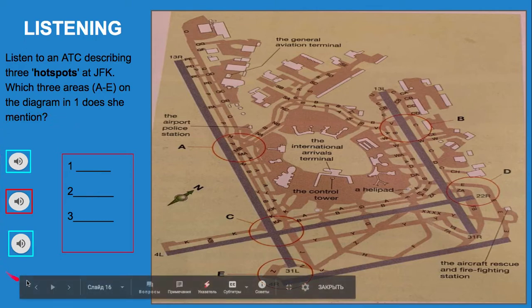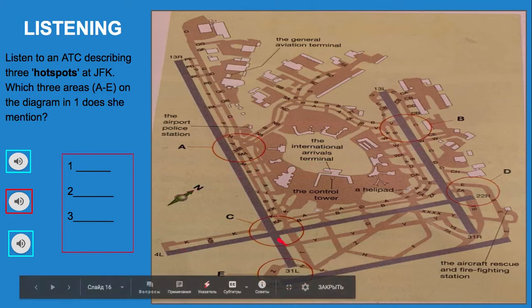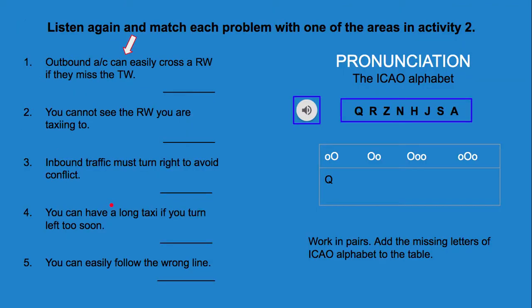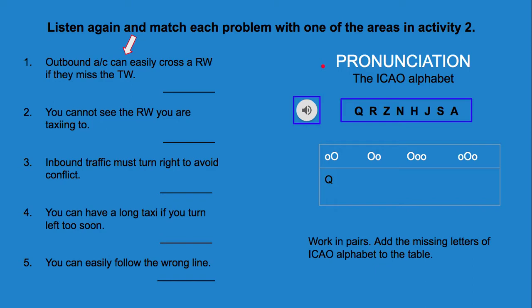Okay, here are given 3 audio recordings, and on the diagram you see hotspots Alpha, Bravo, Charlie, Delta and Echo. Please, after listening to the audio recordings, you have to fill the gaps with appropriate answers. Thank you. Next task is again audio recordings, listening tasks. Please fill the 5 missed words. Okay, now we have a pronunciation task.